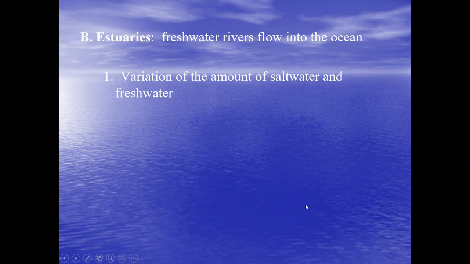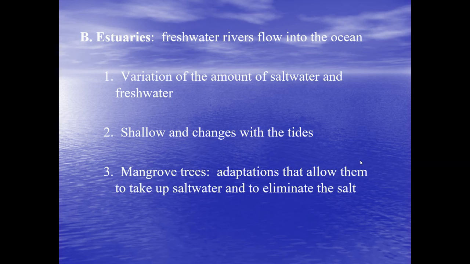Then estuaries are where freshwater rivers flow into the ocean. So we have a meeting of freshwater and saltwater. So there's variations in the amount of saltwater and freshwater in these locations. They could be shallow, but it could also change with tides as the tide comes in. So plants and animals that live here have to be able to change with changing conditions, different salt conditions, different depths. One plant that does really well in estuaries are mangrove trees.